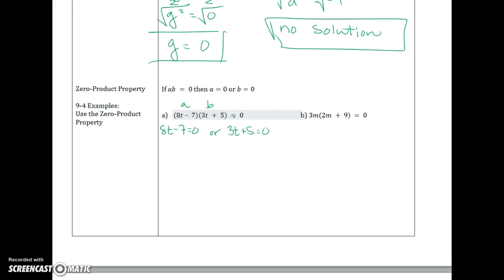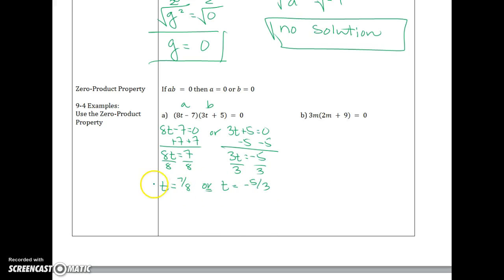From here, I'm in great shape because I can solve these. I'm going to add 7, 8t equals 7, divide by 8, divide by 8. So t is equal to 7/8. Then I'm also going to solve the other equation, so minus 5, minus 5. 3t equals negative 5, divide by 3, and t is equal to negative 5/3. Or, I'm just going to put an or in between there. You have two answers because you had two different factors. You had an A and a B for that one. And that's it for using the zero product property.